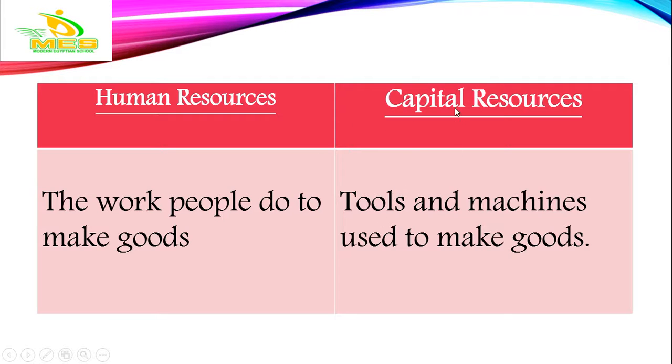So the tools are the capital resources, but the people who are working on these tools are human resources. So when you see tools or machines, they are capital resources, but the people who are working on these tools are human resources. So this is the difference between the human resource and the capital resource. Human resource, again: the work people do to make goods. Capital resources: tools and machines used to make goods.